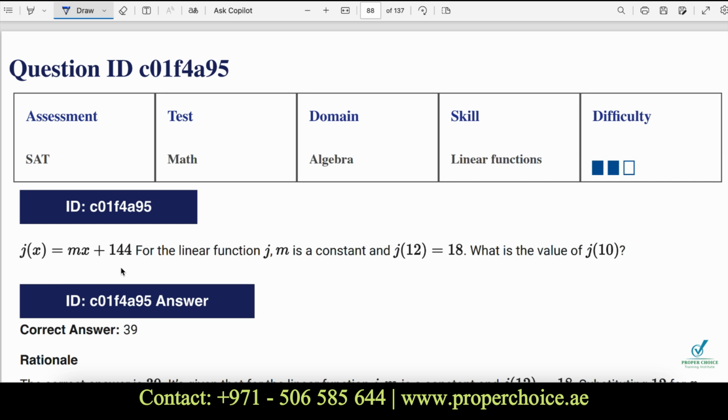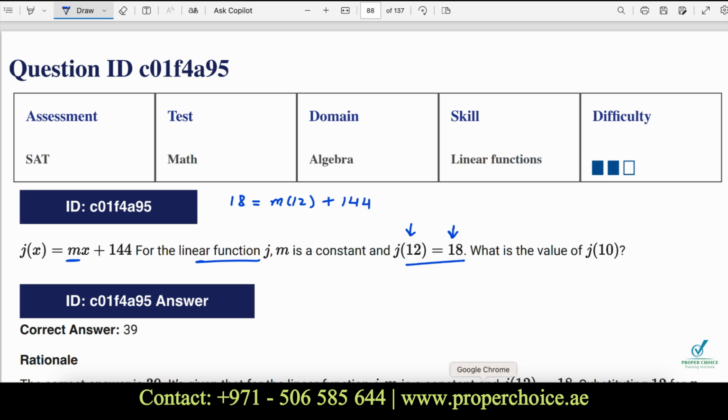J of x equals mx plus 144. For the linear function j, m is a constant and j of 12 equals 18. What is the value of j of 10? So they are asking us to solve for it. See, as they clearly said, it's a linear function. You can solve for the value of m, that's basically the slope or a rate, by using these values. When x is 12, j of x is going to be 18. You can substitute here. It's going to be 18 equals m times 12 plus 144.